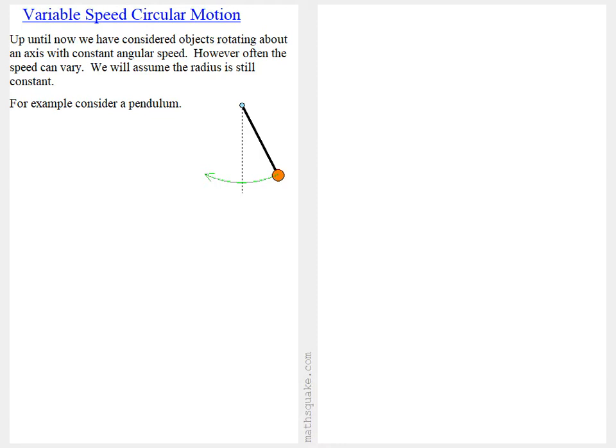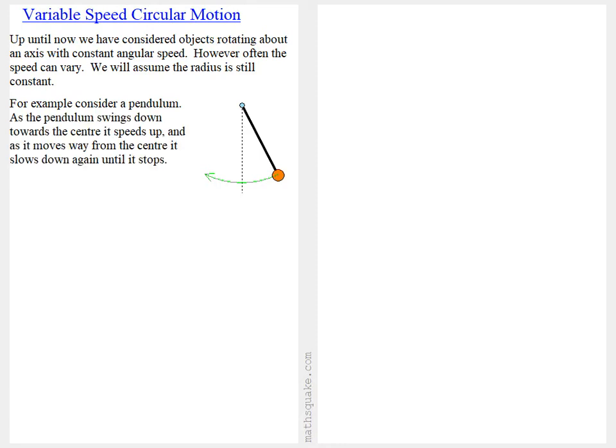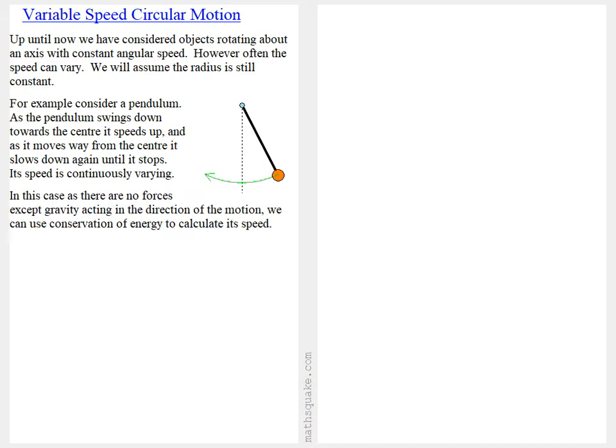For example, consider a pendulum. As the pendulum swings down towards the centre, it speeds up, and as it moves away from the centre, it slows down again until it stops. Its speed is continually varying. In this case, there are no forces except gravity acting in the direction of the motion. So we can use conservation of energy to calculate its speed at any time.